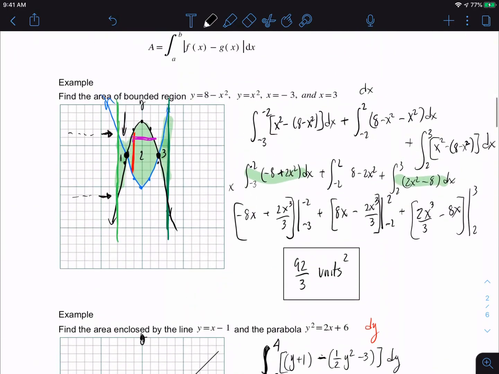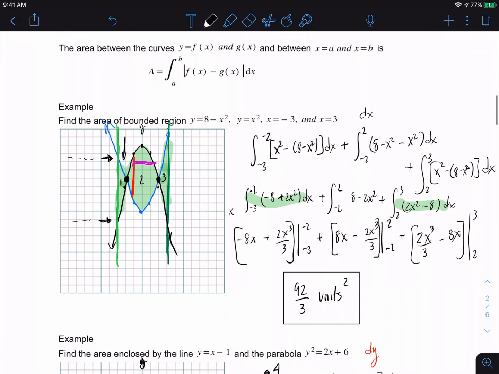In this example that I did here, I worried about 3 different regions because there was more equations to close off sections. And so I had regions from negative 3 to 2, negative 2 to 2, and then from 2 to 3. And they were all x's because my cross-sectional slice that worked was a vertical slice. Does that make sense?